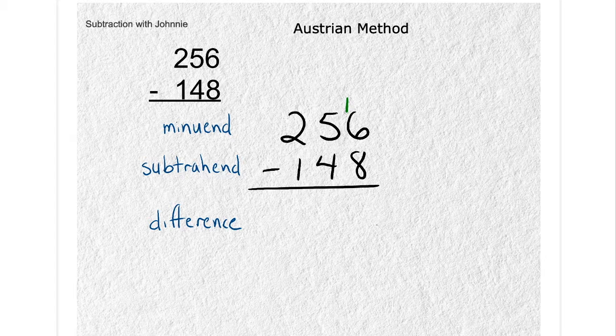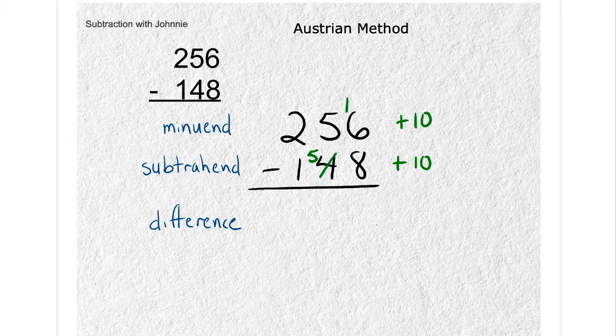In the Austrian method, we do something different. I've added 10 to the minuend. To be fair, because we have to be fair in math, I also have to add 10 to the subtrahend. So while I've made the 6 into 16, I'm making the 4 10s down here into 5 10s.